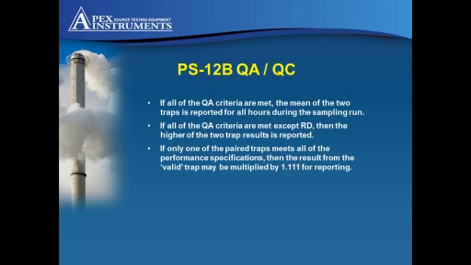For a successful measurement, we have to meet the QA requirements, but the standard does guide us what to do if only one trap meets the QA requirement. If we have only one trap with valid analytical data, we can multiply that value by 1.111 to enter as the missing trap data for reporting.